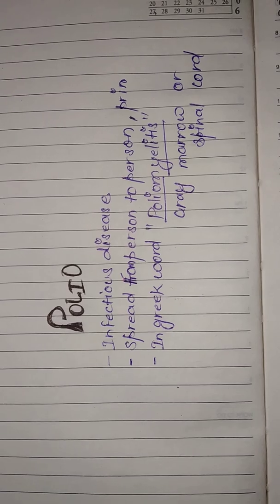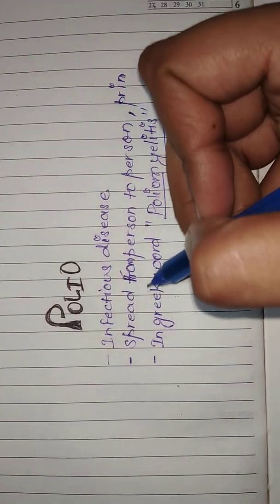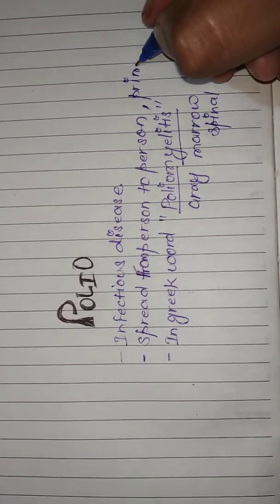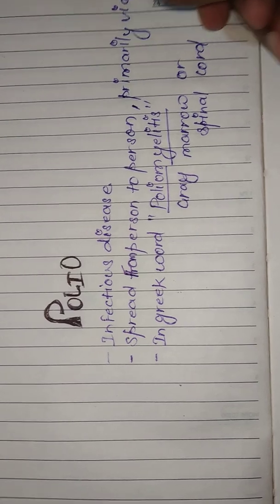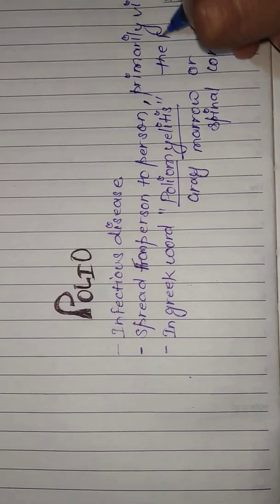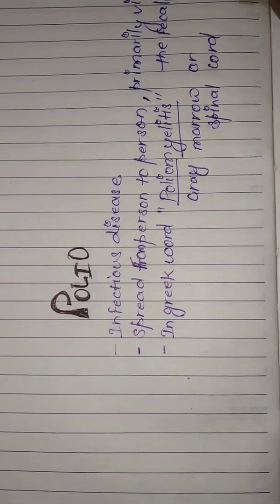Here our first topic is polio. Polio is an infectious disease that is spread from person to person primarily via the fecal-oral route.